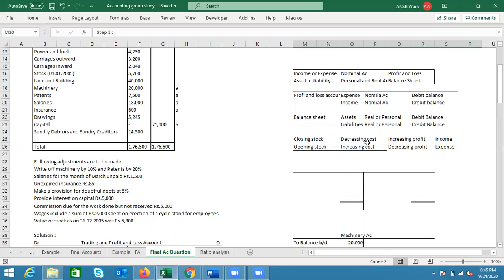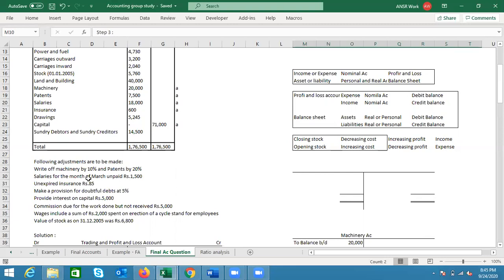Adjustments are nothing but journal entries which are not yet recorded in the books of the particular organization. So just think of it as a new transaction. You are just recording it. Instead of going to the journal, we are directly trying to post it in the ledger itself.